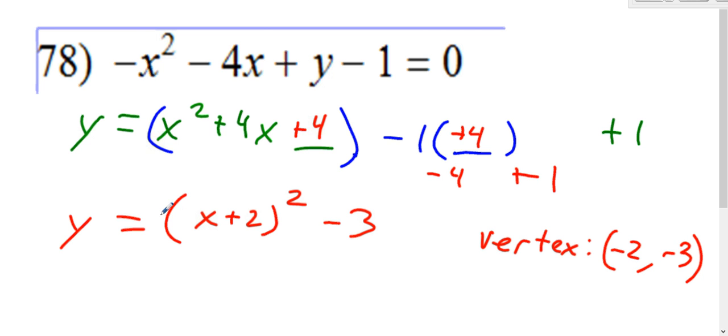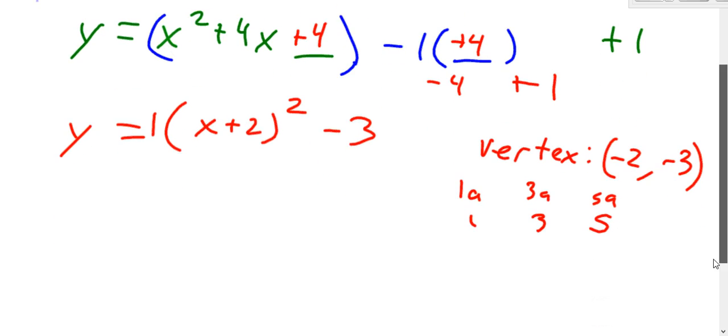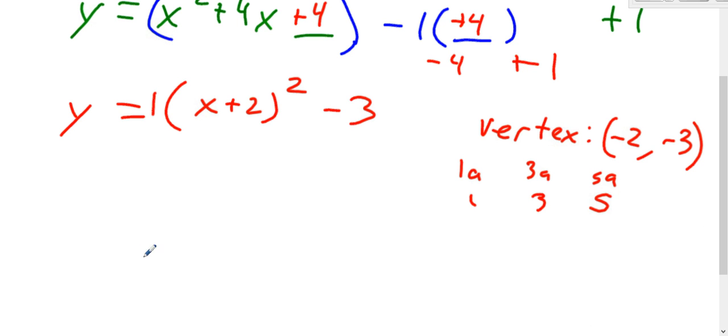And then a is 1. So we do the 1a, 3a, 5a, and we get 1, 3, and 5. And it's y equals, which means it will be going up 1, up 3, and up 5. So you will start by plotting your vertex at -2, -3, and then go up 1, up 3, and up 5 to draw your parabola.